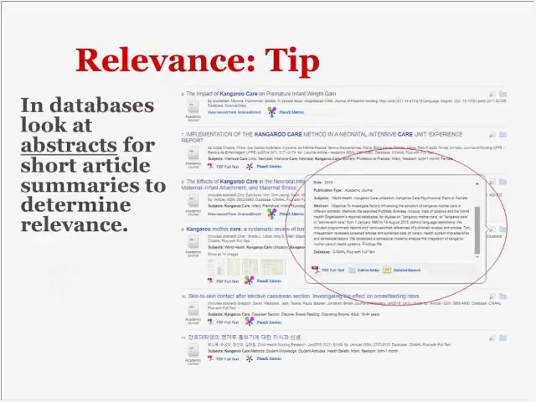So another thing that we have in our databases that we do not ordinarily have in Google is when you get a results list, there's often something called an abstract, which is a short summary of the article. That doesn't substitute for reading the whole article, but it helps you quickly judge whether it's worth reading that entire article. You'll be able to tell how relevant the article is by reading the abstract.